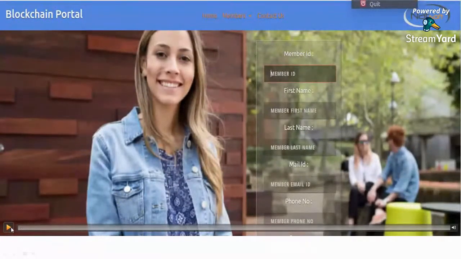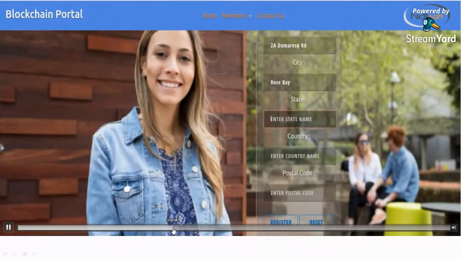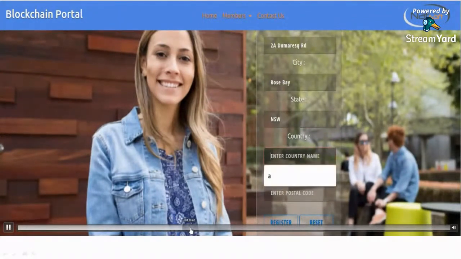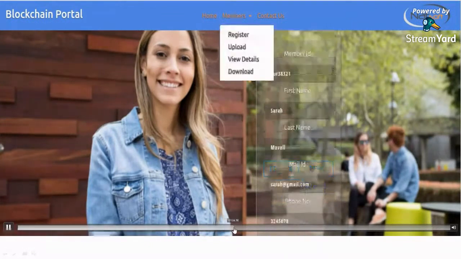Yeah. So basically, when you see here, the member or student registration is happening. Student registration into the blockchain system will always be one time, and later on, the same registration or identity can be mapped for his higher education or higher studies. So now here the registration was successful.